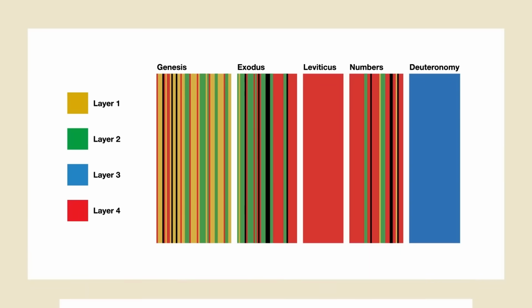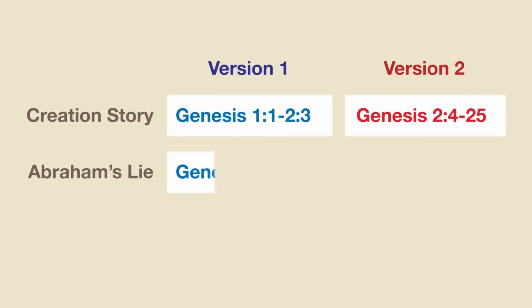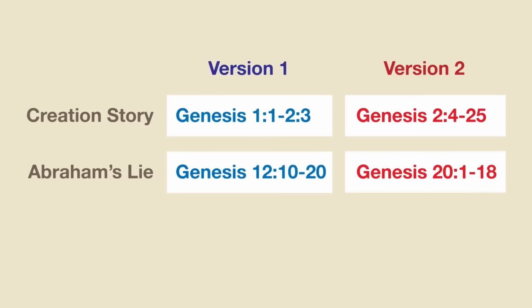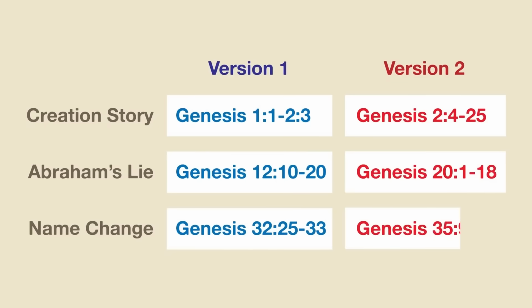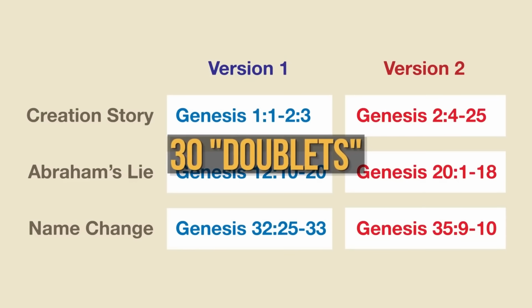Rather, it clearly consists of many layers that were pieced together over time. Now, this actually makes a lot of sense, considering that the Torah deals with events that were initially passed down orally. Whenever this happens, you usually wind up with multiple versions of the same story. And this is exactly what you find in the Torah. For example, there are 2 separate creation accounts, 2 separate stories of Abraham lying about his wife Sarah, 2 accounts of God changing Jacob's name to Israel, and so on. According to some tallies, there are about 30 examples of these kind of doublets in the Torah.